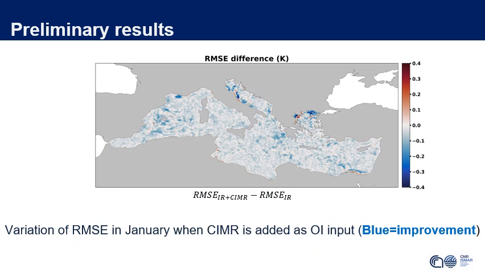This figure shows the change in root mean square error when CIMR is added as optimal interpolation input. The blue color represents all areas where root mean square error decreases, leading to an improvement in the analysis.